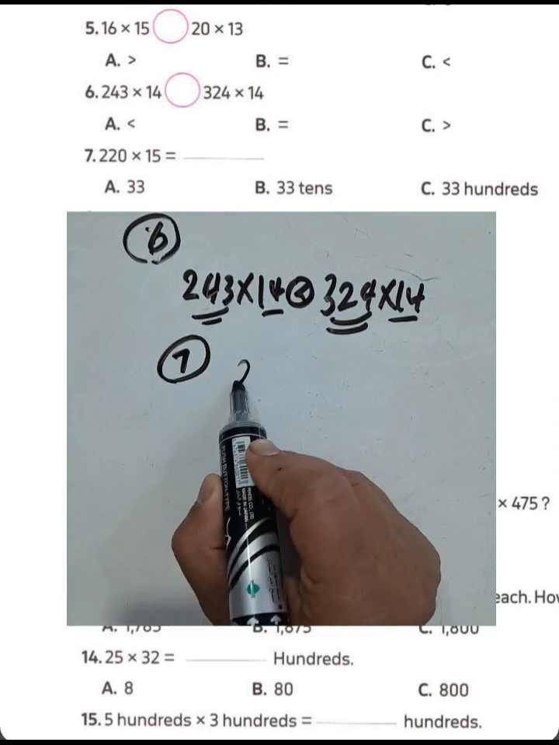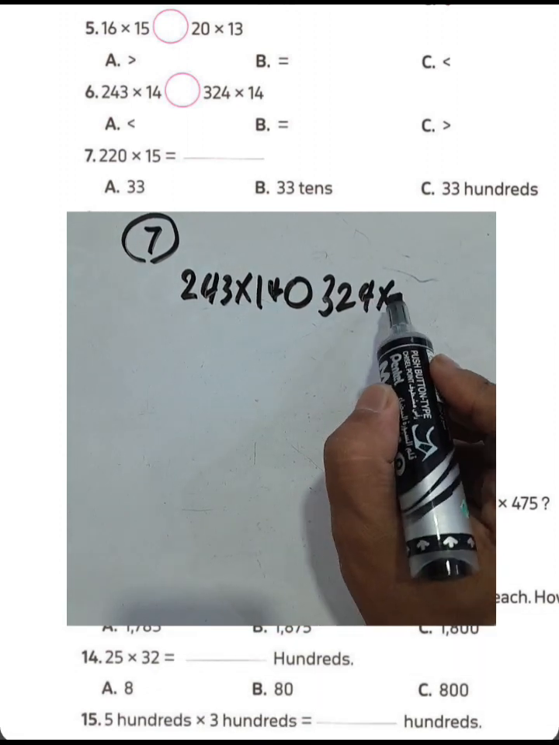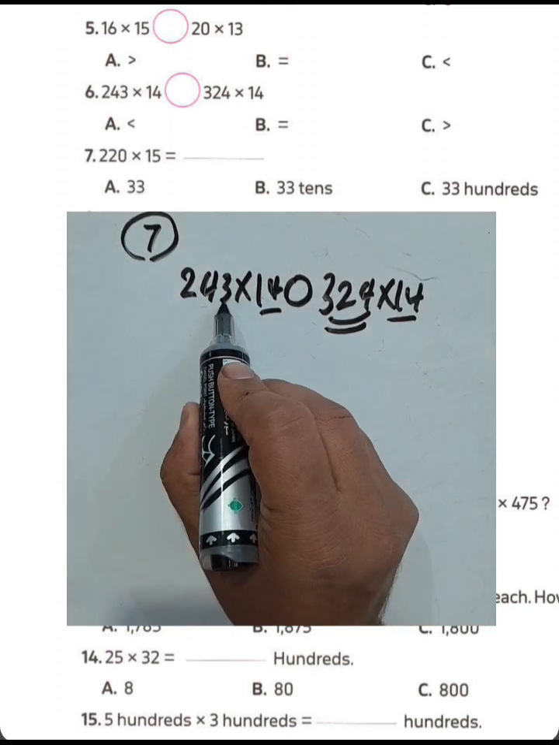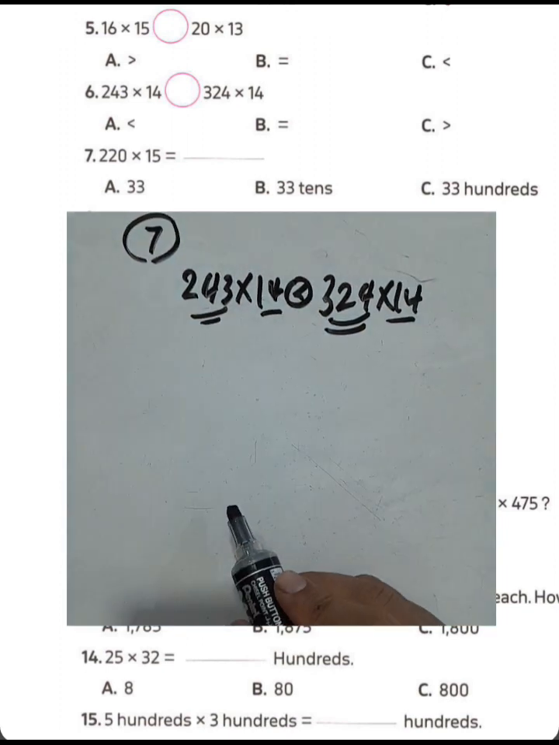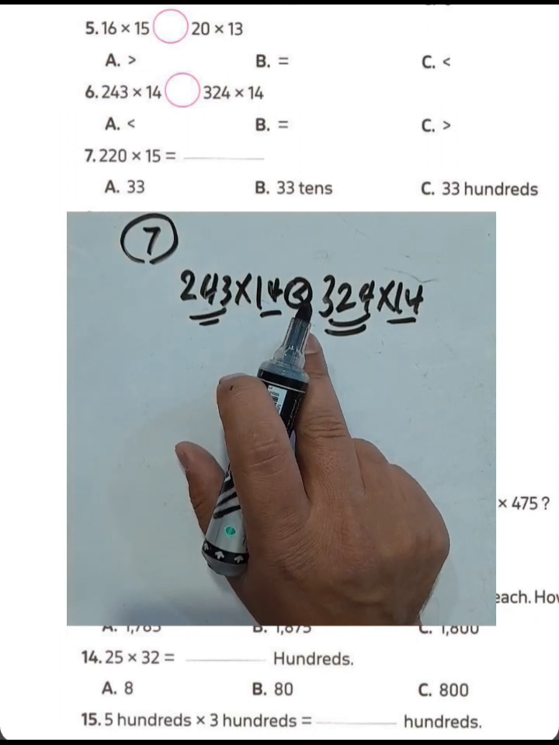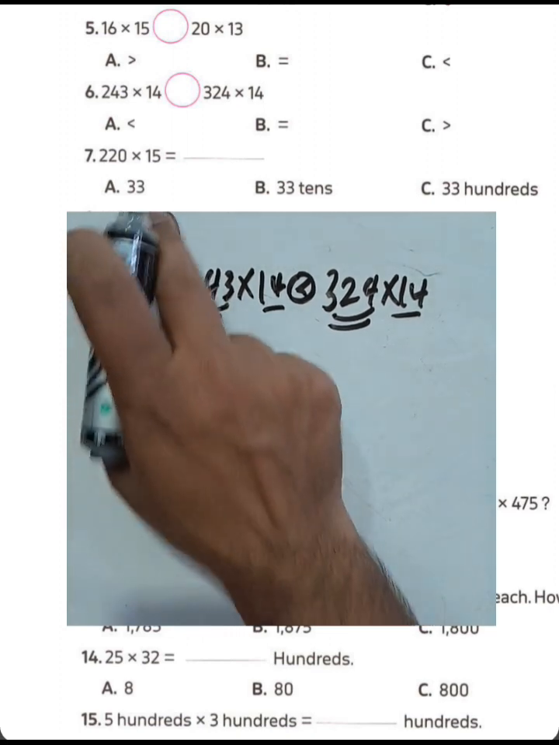Which is greater? We have here two numbers, 234 times 14, 243 times 14, or 324 times 14. We know 14 equals 14, then 243 is less than 324. Choose this then, because we have the difference between two numbers here.